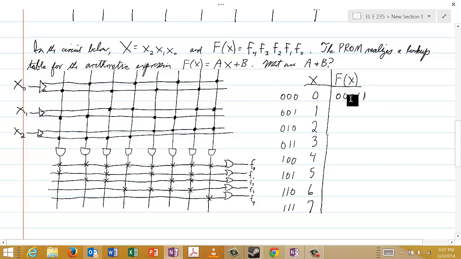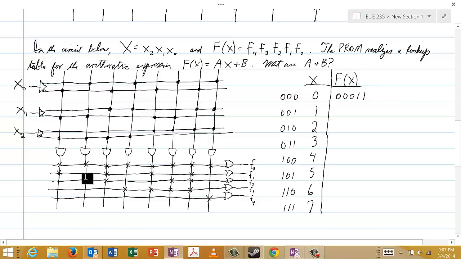Now, let me do one more case before seeing if you can finish this. For the next case, when x2 is 0, remember, x2 is the leftmost bit of x, and x0 is the rightmost bit. So when x2 is 0, x1 is 0, and x0 is 1, which one of these vertical lines will, when it's ANDed together, yield a 1? Well, the answer in this case is this line, because if x2 is equal to 0, this x2 prime will be 1. When x1 is equal to 0, x1 prime is 1, and x0 is equal to 1, so we have 1 ANDed with 1, ANDed with 1, so we'll have a 1 here, this time on this line.